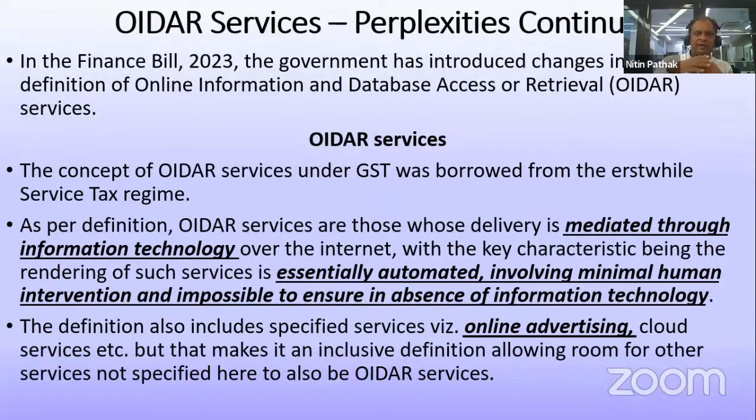As per the definition of OIDAR, services are those whose delivery is mediated through information technology over the internet, with the key characteristic being that the rendering of such services is essentially automated, involving minimal human intervention, and impossible to ensure in the absence of information technology. The definition also includes specific services, that is online advertising, cloud service etc. But that makes it an inclusive definition, allowing room for other services not specified here to also be OIDAR.